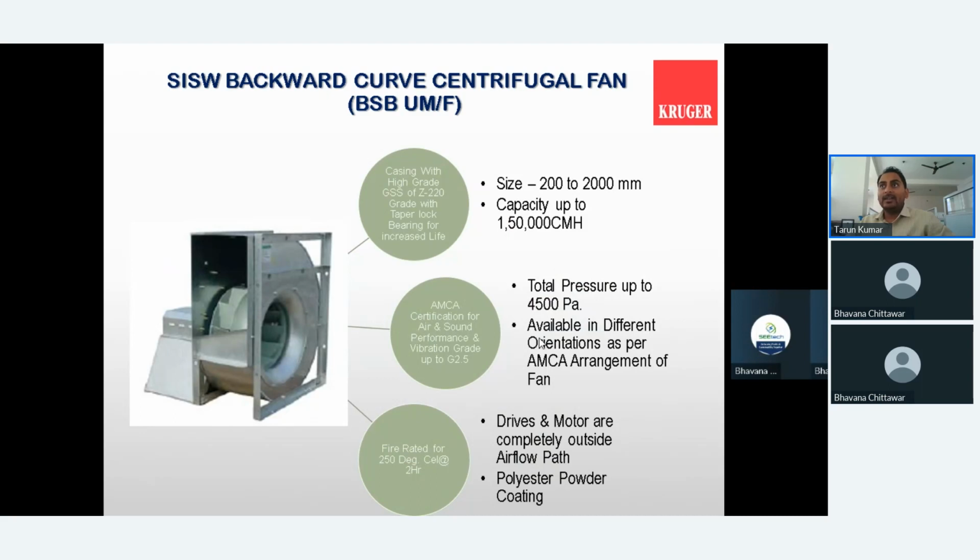and at peak times like dinner time and breakfast time, your capacity is higher, so at that time the air temperature will always be higher. So Kruger always recommends going with a fan having an arrangement where the motor is outside the airflow path. For that, the SISW fan is one of the best suitable fans, which can cater to static pressure up to 200 mm, as well as a CFM range of 50,000 to 80,000 CFM. And it is available with both features, direct driven as well as belt driven arrangement.